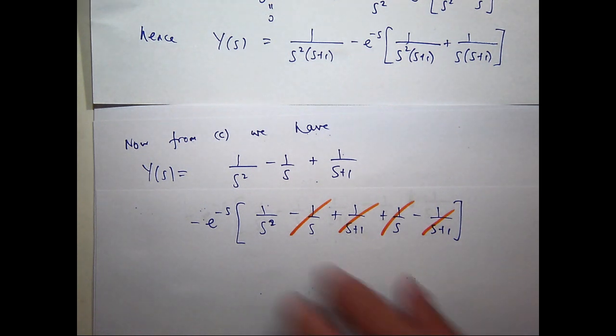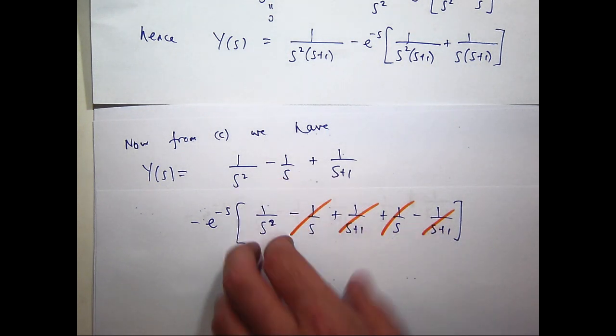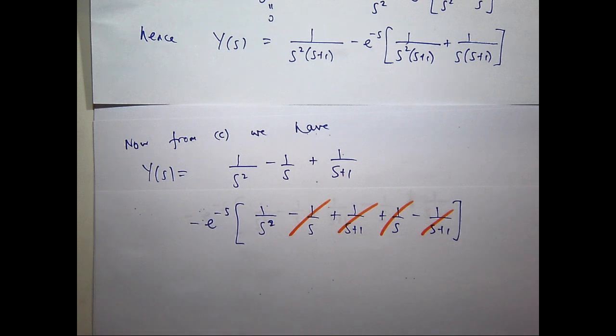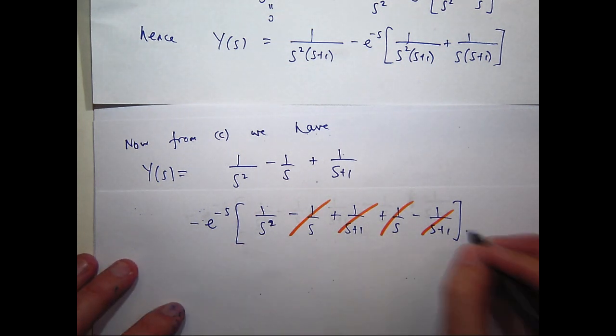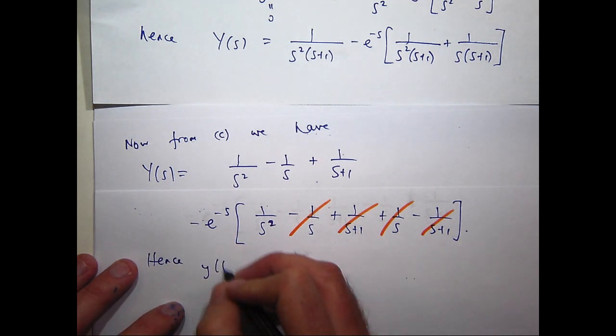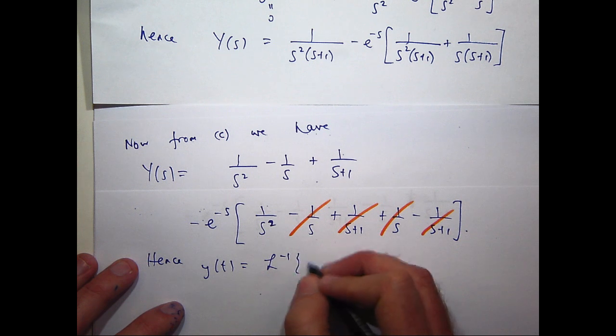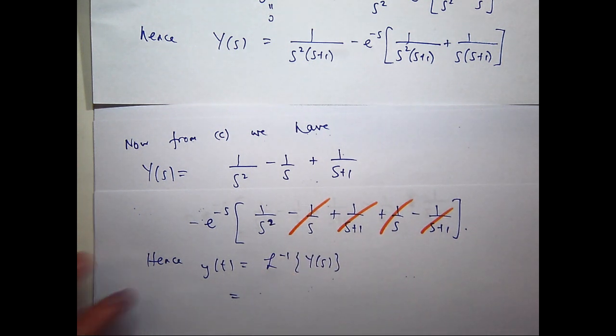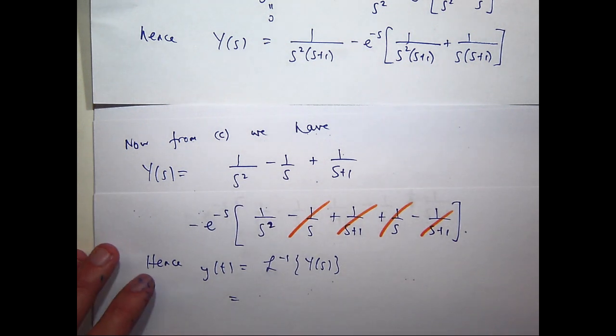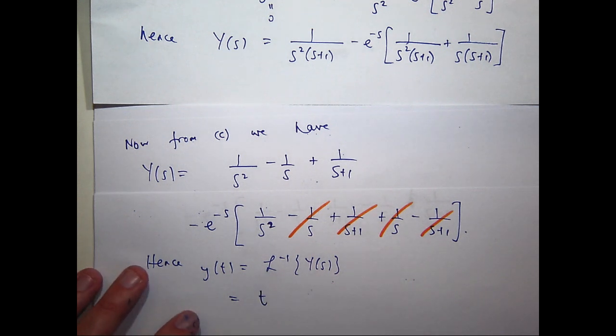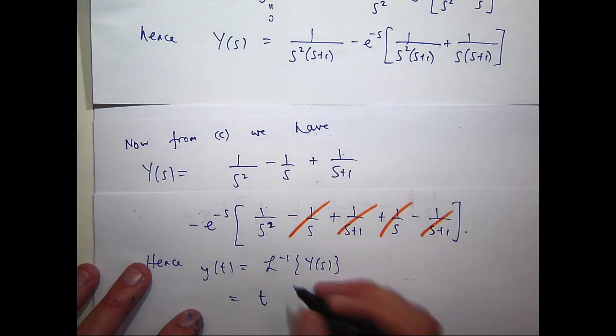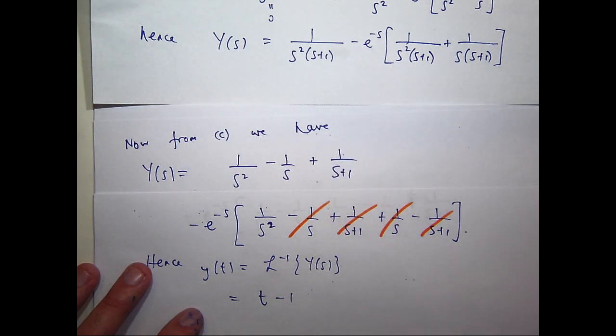So we can calculate the inverse transforms of these easily, and the last thing we need to do is calculate the inverse transform of this term. So we untransform everything to form our solution to our original differential equation. Now, the inverse transform of 1 on s squared, just using our table, is t. The inverse transform of minus 1 on s minus 1, the inverse transform of this, is e to the minus t.